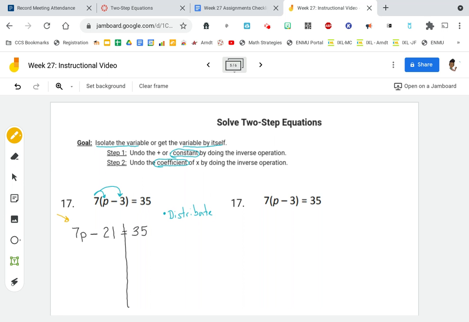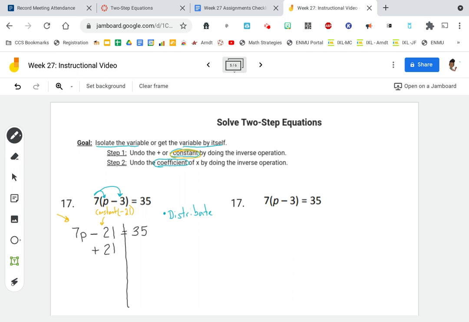We need to look for the constant. Remember, the constant is the number without a variable. And our constant is right here. That happens to be a negative 21. We have to do the opposite of negative 21 or the opposite of subtracting 21. Either way, it looks like this. The opposite of a negative is a positive, or the opposite of subtracting is adding. So I'm adding 21 to both sides.